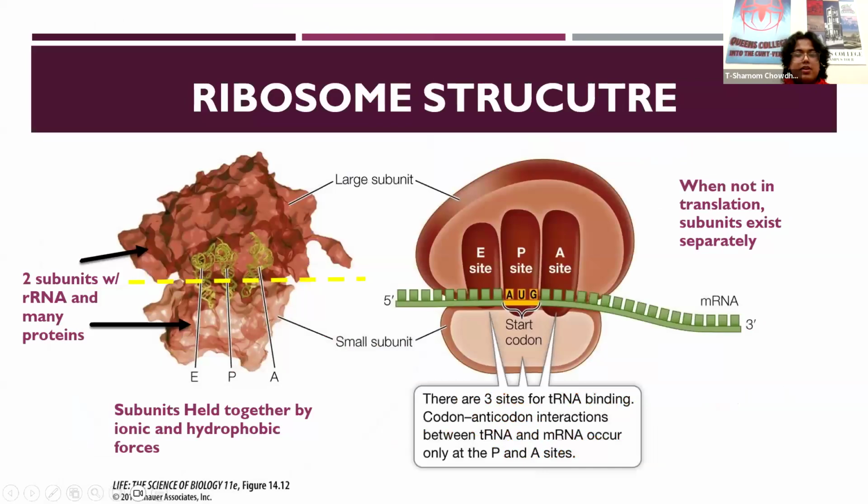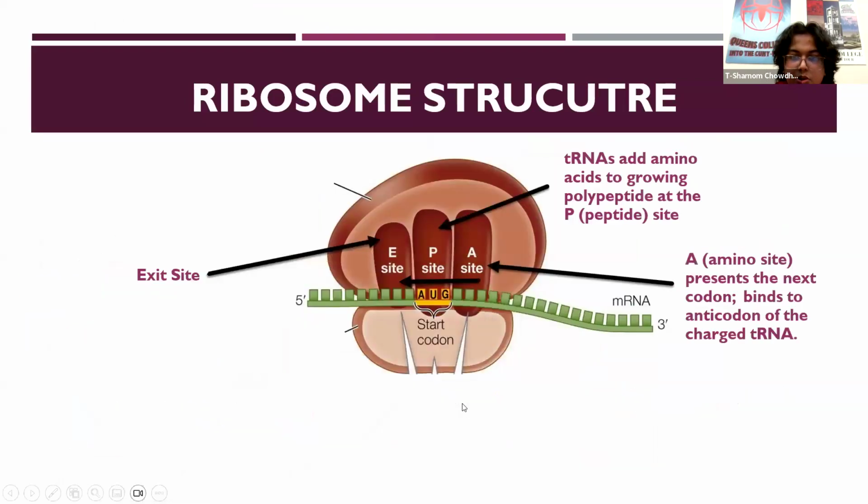So here you have two subunits, the large subunit and the small subunit. Within the large subunit, you have an E site, P site, and A site. When not in translation, the subunits exist separately, but during translation, the subunits combine. AUG is your start codon.